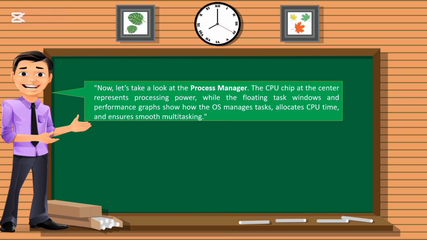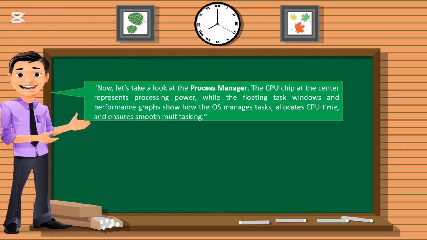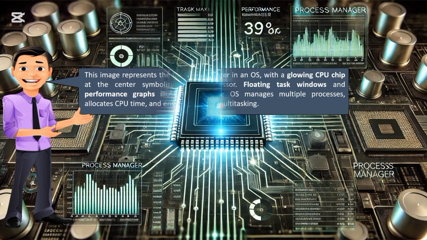Now, let's take a look at the Process Manager. The CPU chip at the center represents processing power, while the floating task windows and performance graphs show how the OS manages tasks, allocates CPU time, and ensures smooth multitasking.